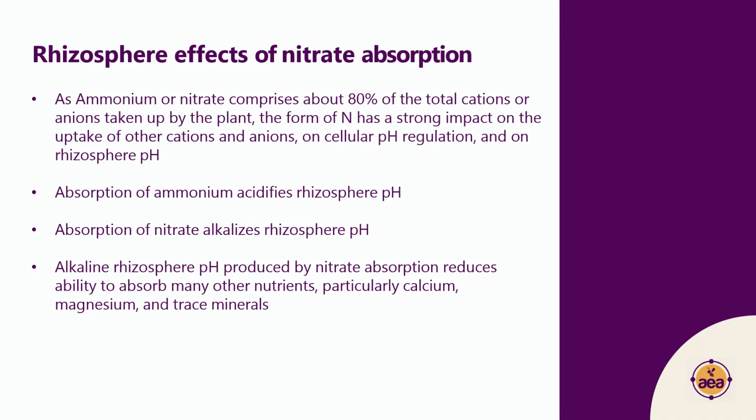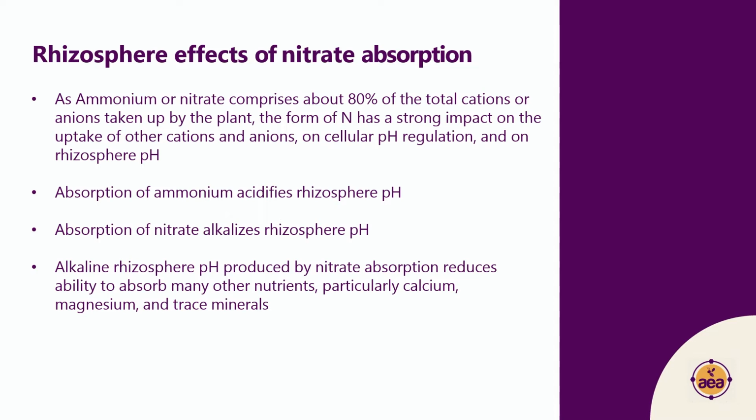What happens in the rhizosphere when plants absorb nitrate versus ammonium? These two elements constitute a great deal of the cation charge, the total charge distribution of what is taken up by the plant, and therefore have a strong impact on the other cations and the other anions that plants will absorb, and on cellular pH regulation, rhizosphere pH, and so forth. So here's a key point.